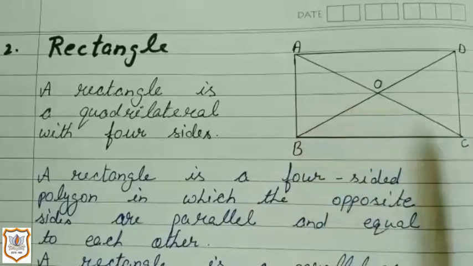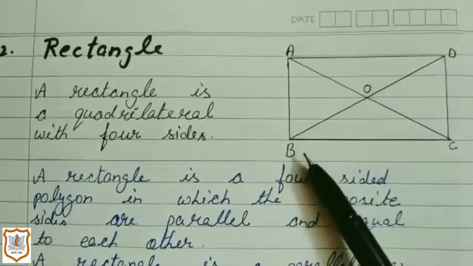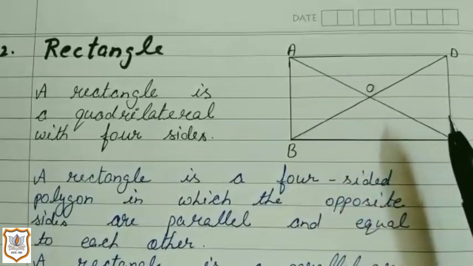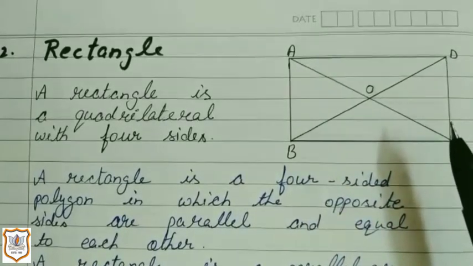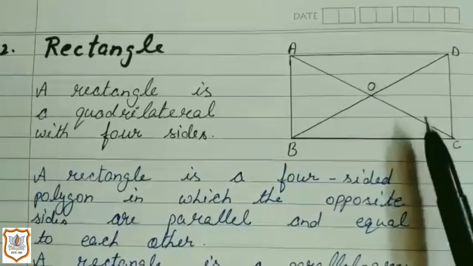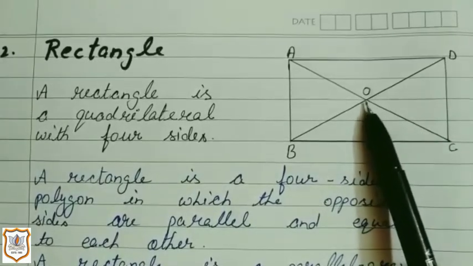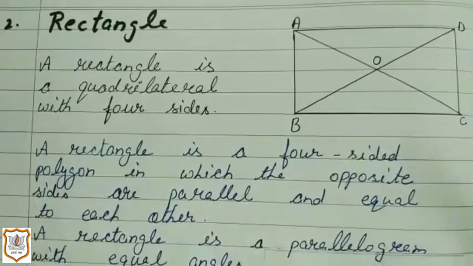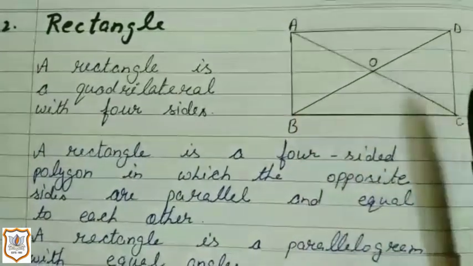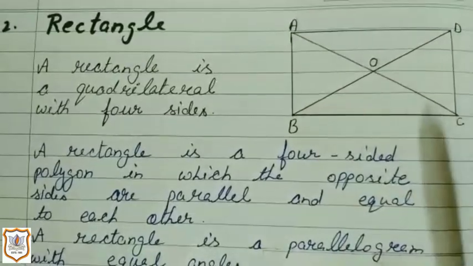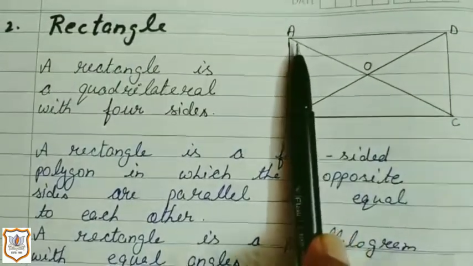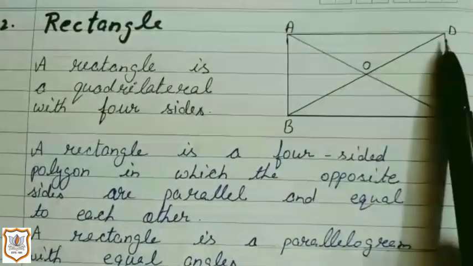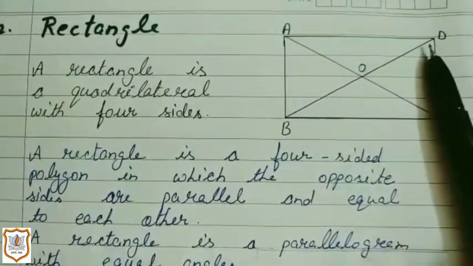Here AC and DB are diagonals. In a rectangle, the diagonals are of equal length. Clear? They intersect each other at O. So AC is equal to BD and angle A is 90 degrees, angle B is 90 degrees, angle C is 90 degrees and angle D is 90 degrees.